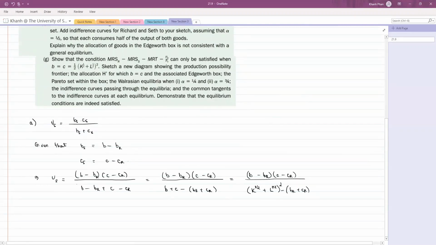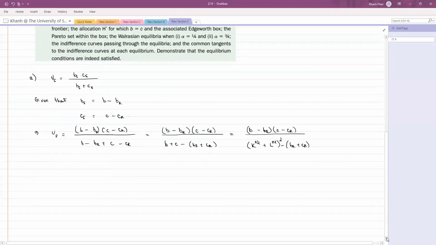So as you can see, the utility function for Save is going to be a function of BR and CR, which is the consumption of B and C by Recharge. Whatever Recharge consumes over here, the rest is going to go to Save, and that is the reason why the utility for Save is a function of BR and CR.